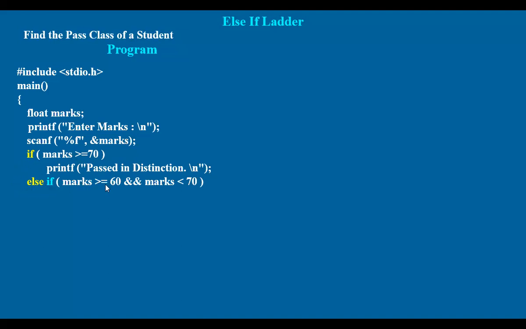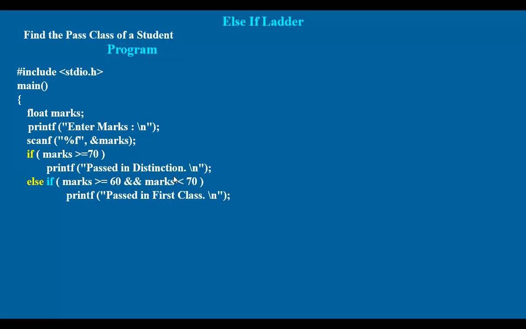It tests whether he has got at least first class or not. Marks are greater than or equal to 60, and both the conditions must be satisfied. So marks should be greater than or equal to 60 and less than 70. If it is equal to 70, he got distinction. Less than 70, even 69.99, also comes here. So then he has got first class because it is greater than 60.